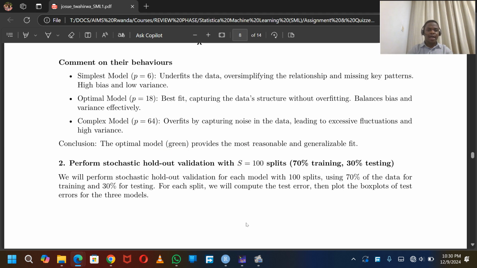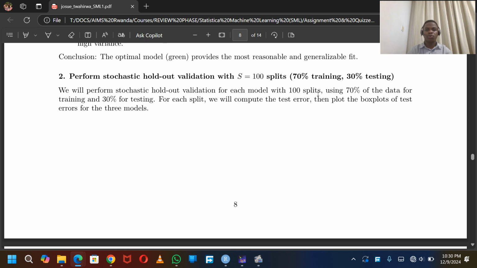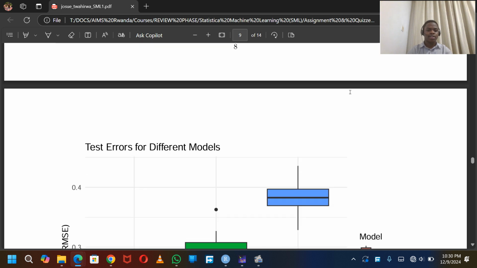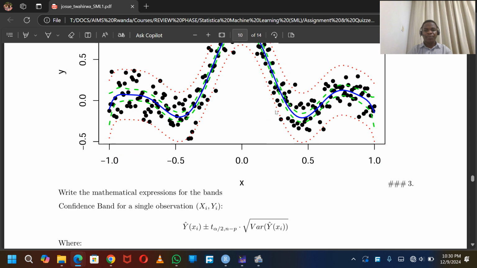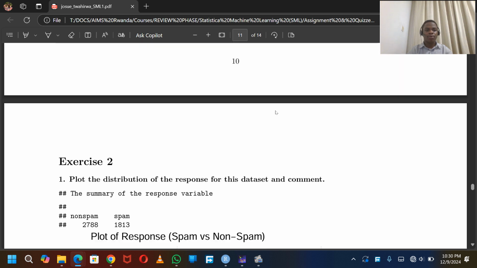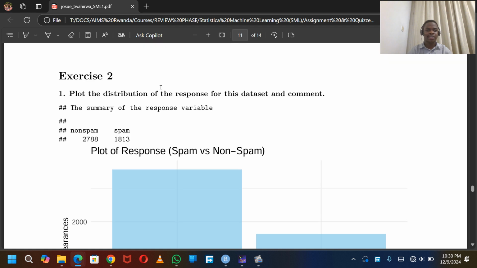So I continued with performing the stochastic validation due to training. I divided the data set into two parts: 70% for training and the rest for testing.